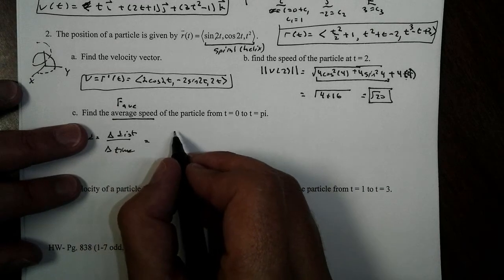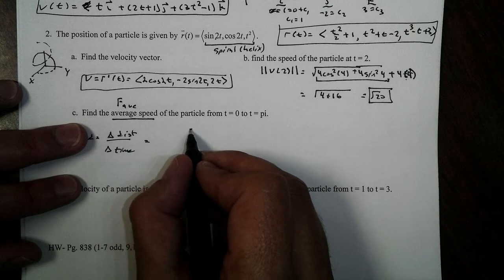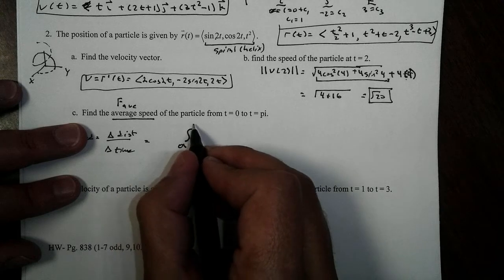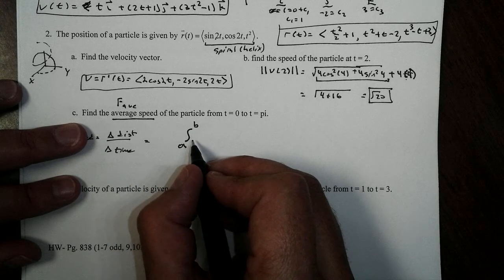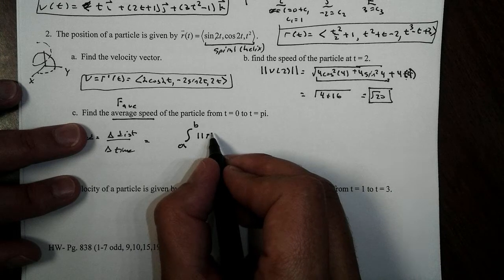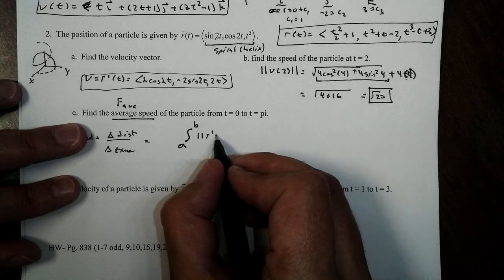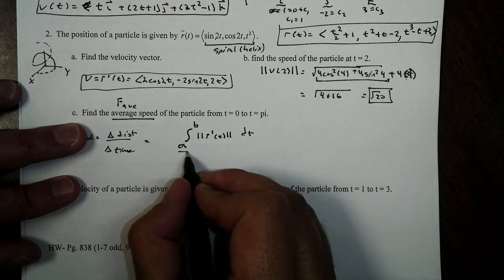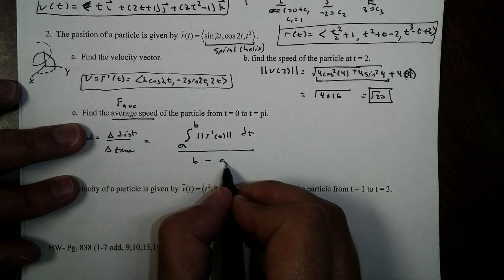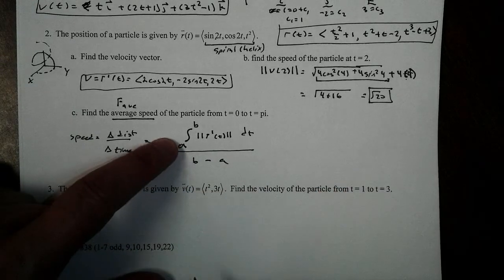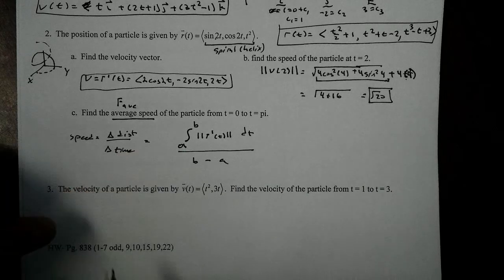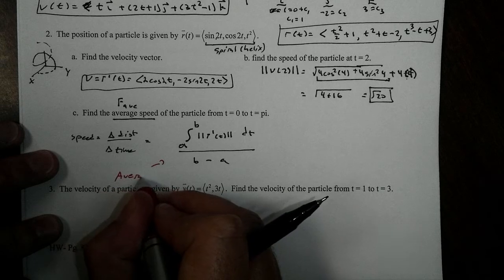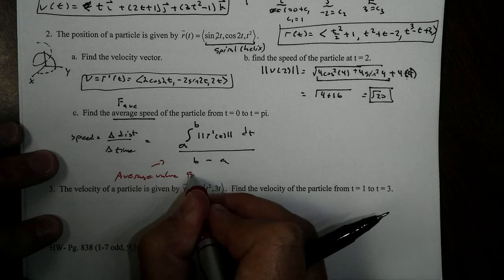Well, we know change in distance is my integral. That is the distance between A and B of the magnitude of our speed, r prime of t. So I'm giving you a little formula right here. dt divided by the change of time, b minus a. So again, if you recognize this, this is of course your average value formula, from BC last year, from calculus last year.